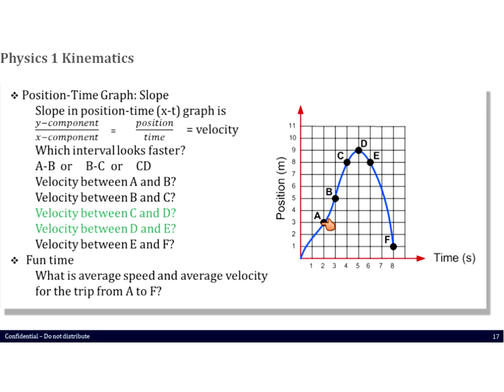So the person was at point 3, and then at 3 seconds, the person was at point B, that is 5. At 4 seconds, the person was at point C. At 5 seconds, the person was at D. At 6, at E. And at 8 seconds, the person is at point F. So this tells you the whole route.